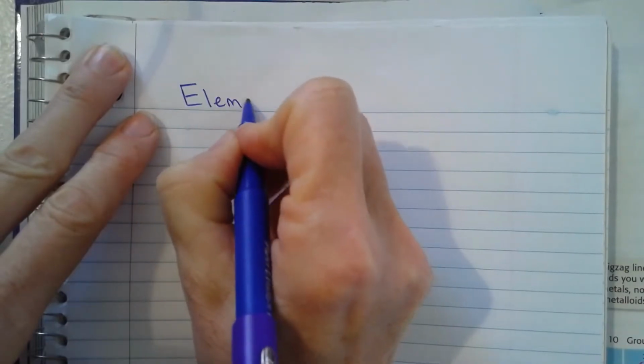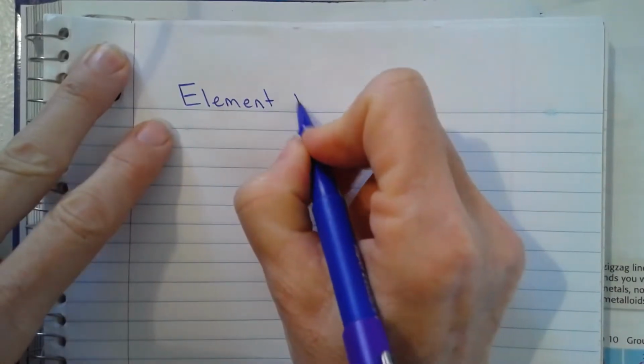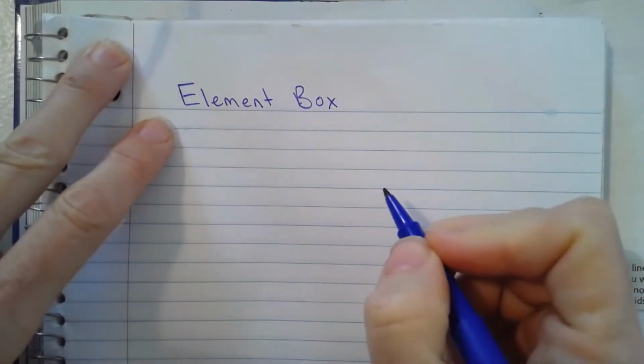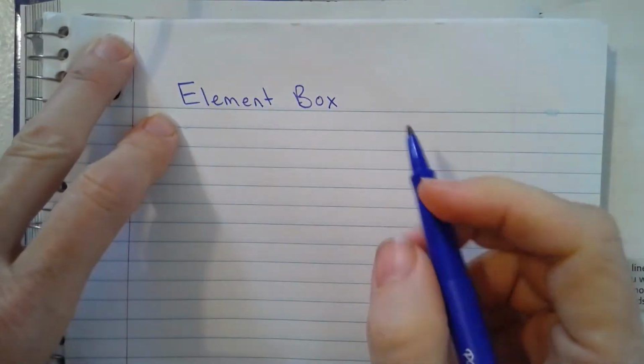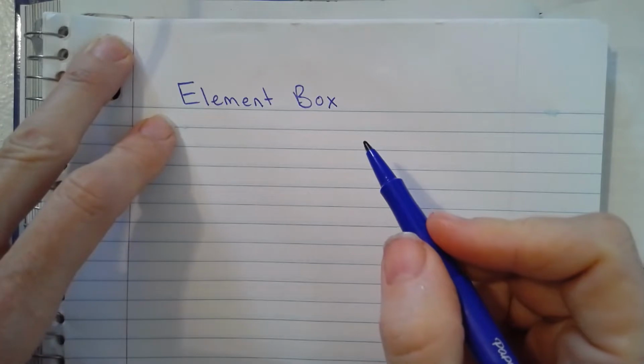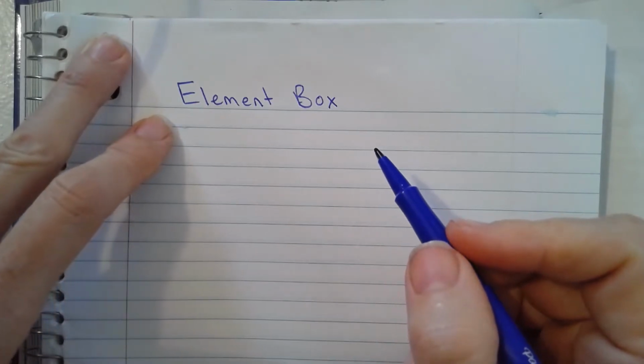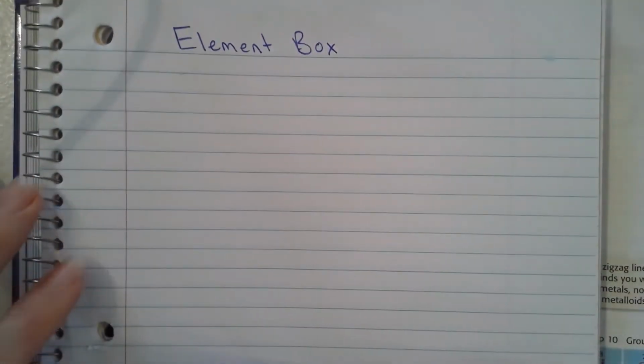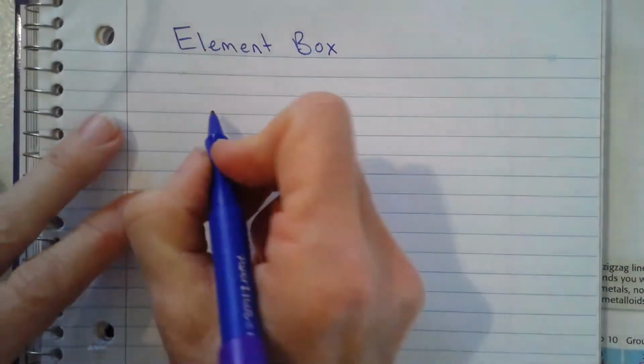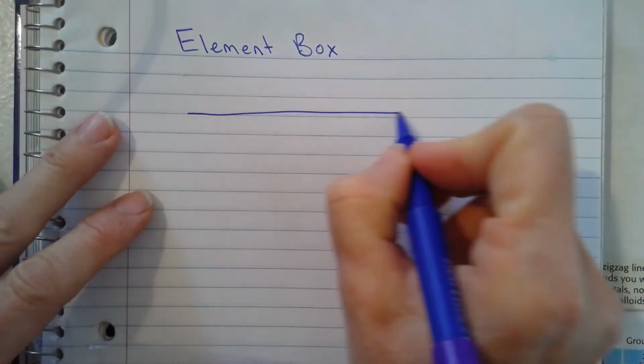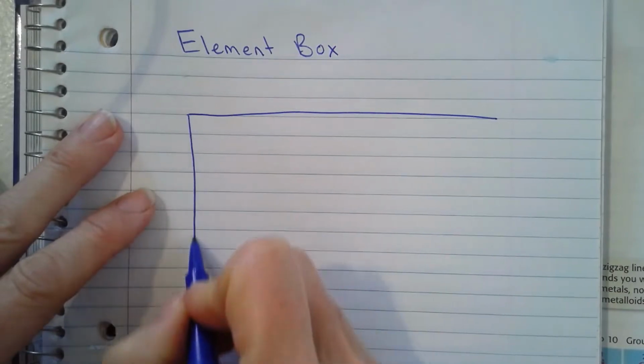So in your notes, let's use it as a title: the element box. And you're going to write down the same things that I write. So this is an element box, and really we're looking at how do I use an element box to create an atomic model. So I want you to take your paper and draw a large rectangle. I'm going to do mine freehand.